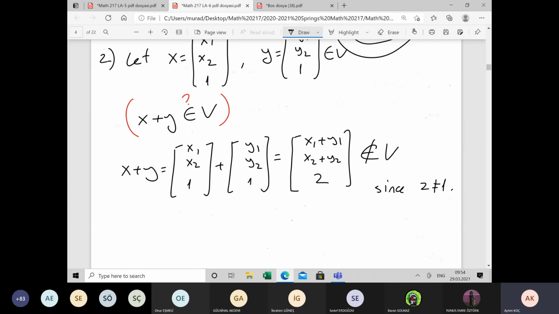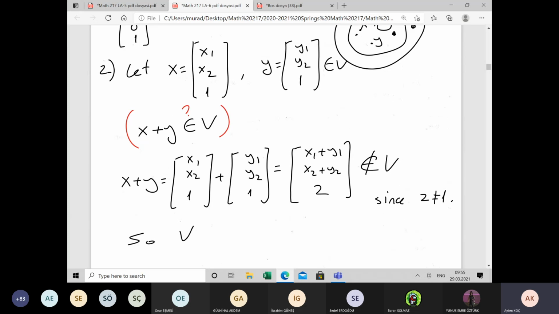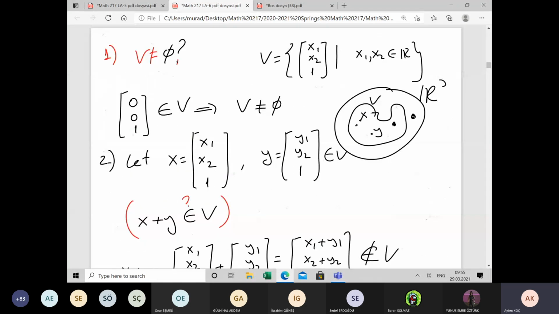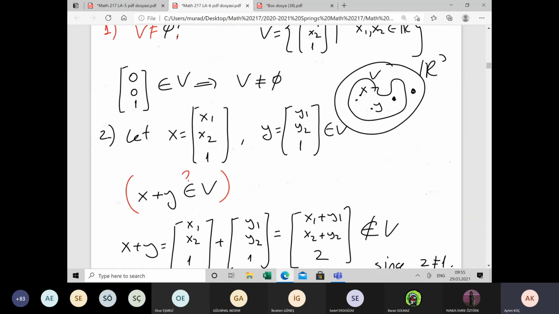So it is enough to say that V is not a subspace of R cube. The previous example is a subspace, but this one is not. Both of them are subsets, but one of them is a subspace and one of them is not. So you don't have to check the third condition.